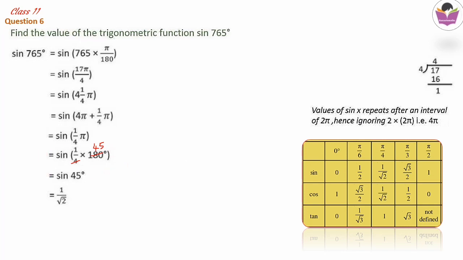If you are able to prepare this table directly using radian measurements, from here sine pi by 4 we can directly write the answer. Sine pi by 4 is 1 by root 2.